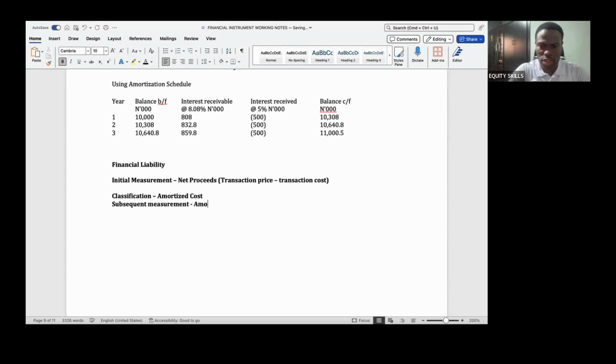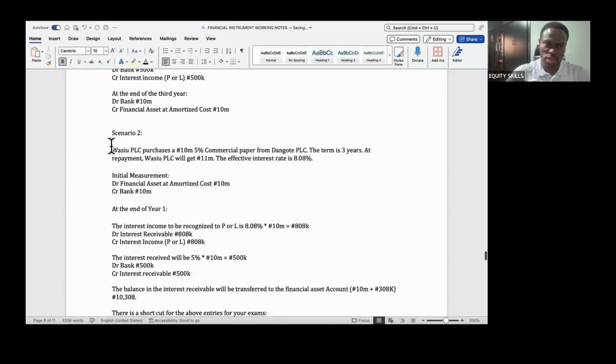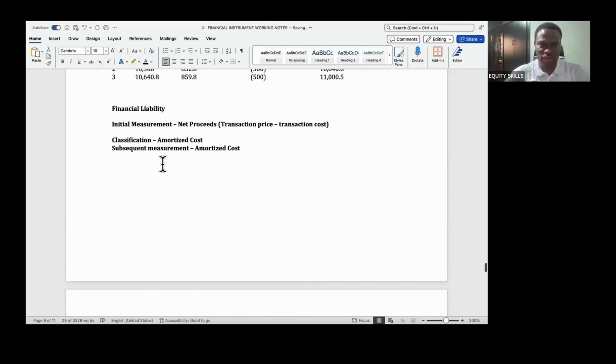Amortized cost as well, like that. So it's just the same thing. So let me just use another example. I'll just add a little variation to this one as well.